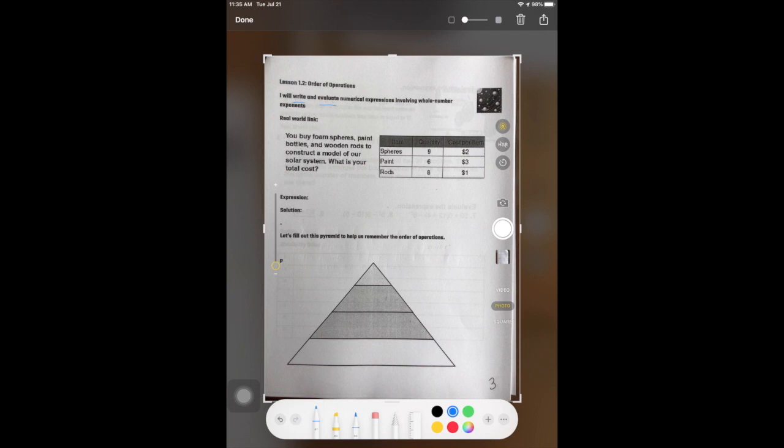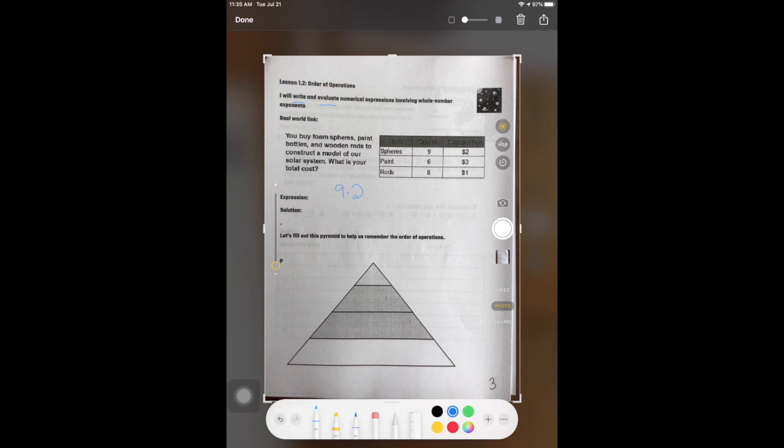So if you look at the real world link, you're buying a whole bunch of materials for a solar system model. You're buying spheres and paint and rods, and you want certain numbers. So you want 9 of the $2 spheres, okay? So yes, you could do 2 plus 2 plus 2 plus 2, or to write that as an expression, you could do 9 times 2 because you want 9 of those $2 items. But you also want paint.